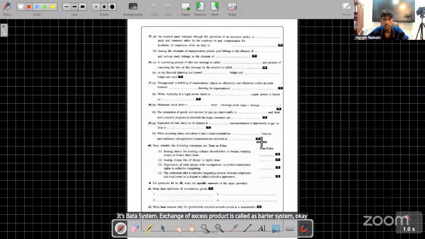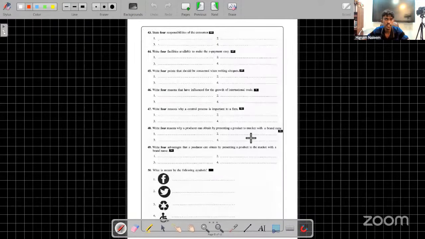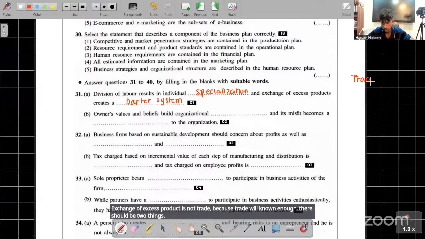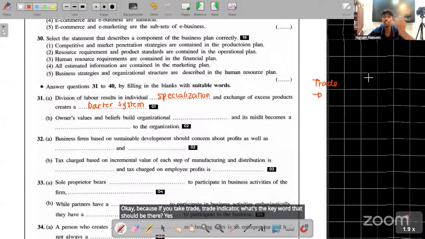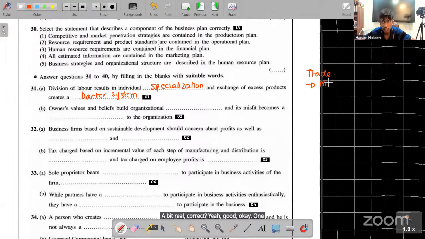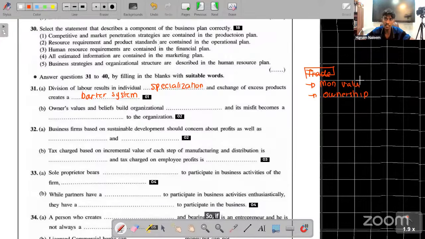Okay. But in the scheme, it's trade. Exchange of excess product is not trade, because in trade there should be two things. If you take trade, what's the keyword that should be there? Yes, in trade also we exchange goods, but we exchange goods for what? For a monetary value, a money value. And also when exchanging, we exchange ownership. We should write ownership. So if you go with trade, these two must be there.